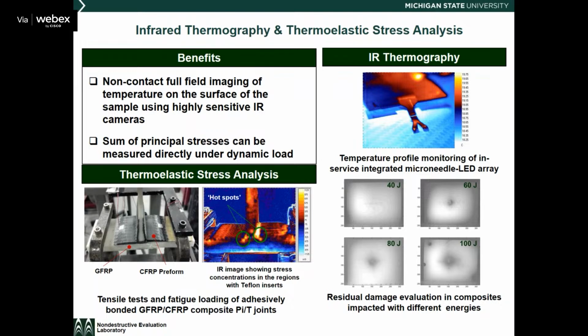This is infrared tomography or thermoelastic stress analysis, where you combine mechanical as well as thermal. Well, thermal is nothing but infrared. If you consider this as EM, this is also one type of EM method that you can use to get the temperature profile monitoring of an in-service structure. Then you can monitor the damage progression or the residual damage evaluation in composites at different energies here.